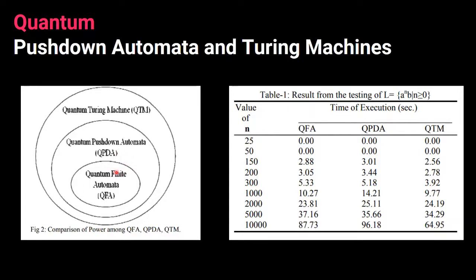This picture on the left shows the comparison in computing power between the three machines. And this picture on the right shows the computation speed for each of the three machines to solve a specific language. In this picture, we see that quantum Turing machines outperform the other two, while the QFA and the QPDA are very similar in computation time. The QPDA will have similar computation time to the QFA because of the extra time it takes to add and pop to the stacked memory that is associated with the QPDA.